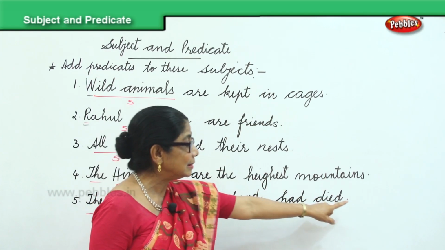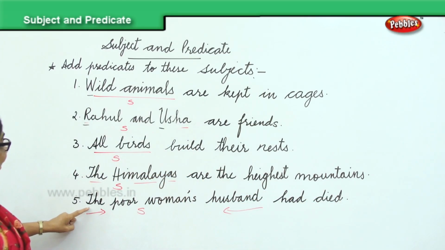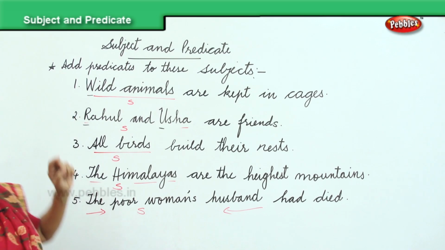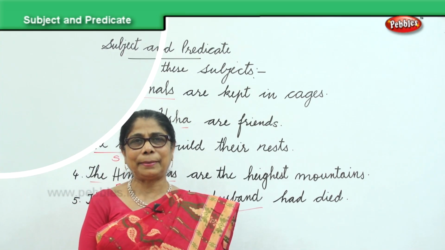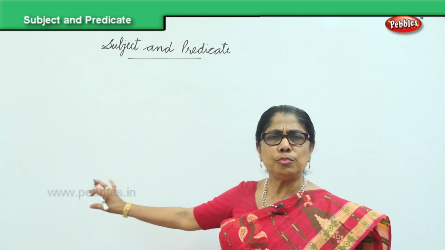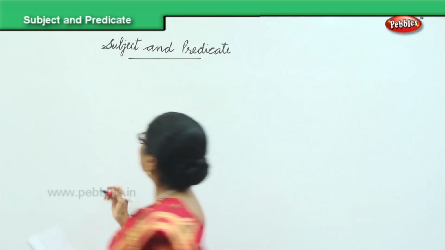All sentences end with the full stop. All the sentences begin with the capital letter. A sentence has two parts, a subject and a predicate. I'll give you a few more sentences for you to pick the subject and look at which is the predicate. Okay?